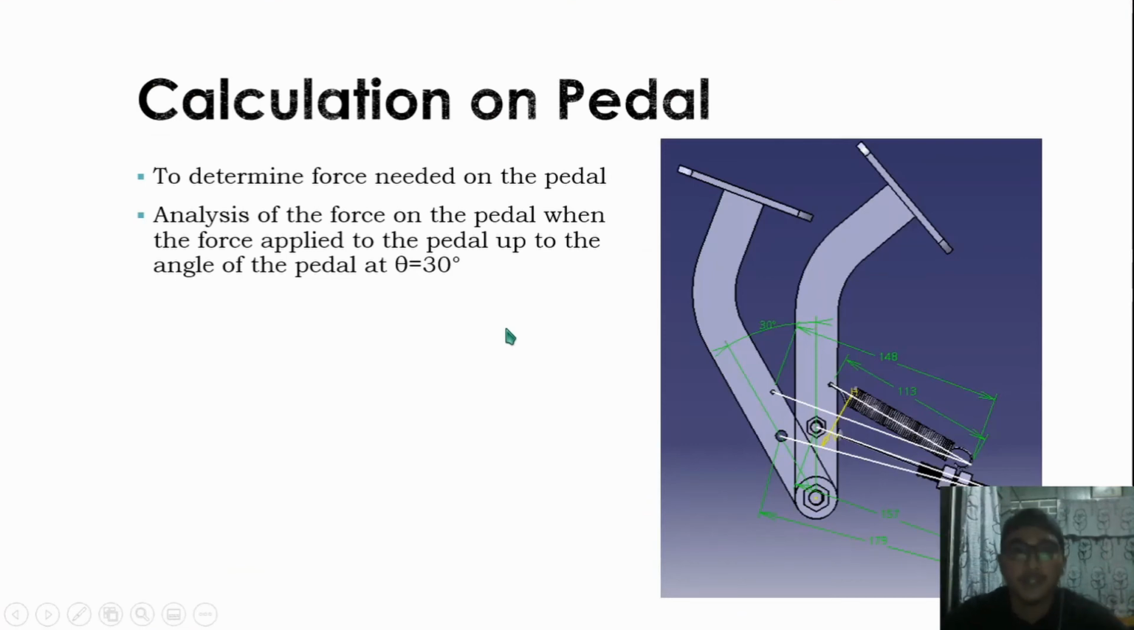Okay, calculation on the pedal. This calculation is to determine the force needed on the pedal when we give force on the pedal up to a 30-degree angle. This is on static position. This is the value of spring length and the value of wire throttle length. We do the analysis when force applied on the pedal is up to 30 degrees.